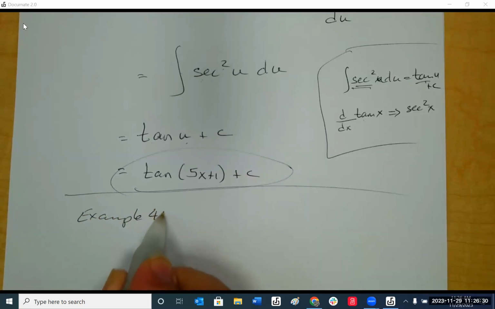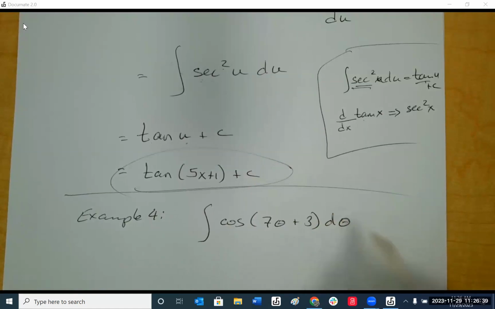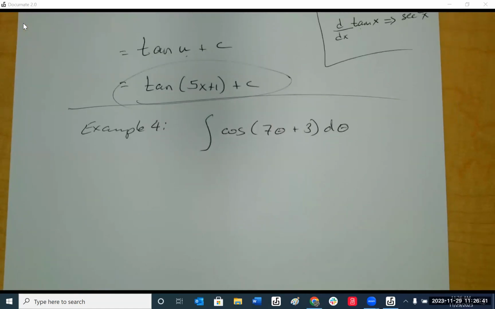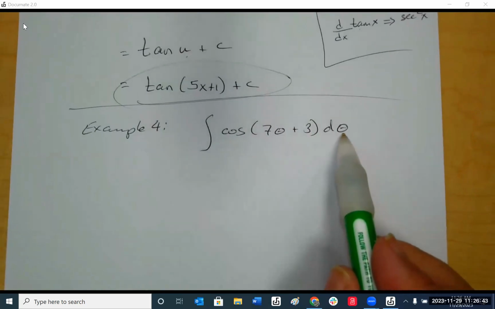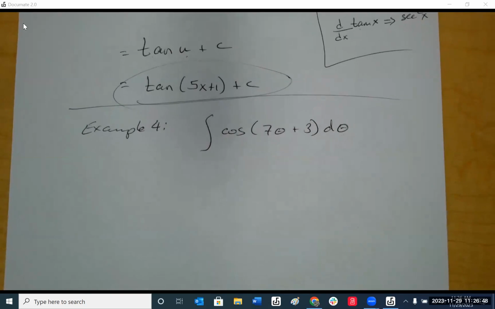Example 4. The integral of cosine of 7 theta plus 3 d theta. So it doesn't matter what we have as our dummy variable. It could be theta, it could be t, it could be r, it could be u, it could be anything.